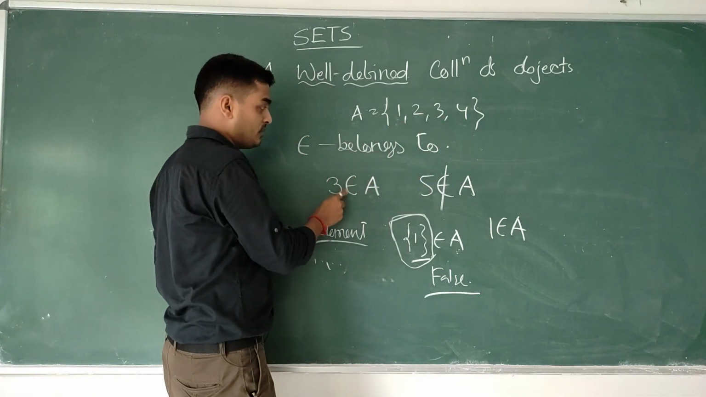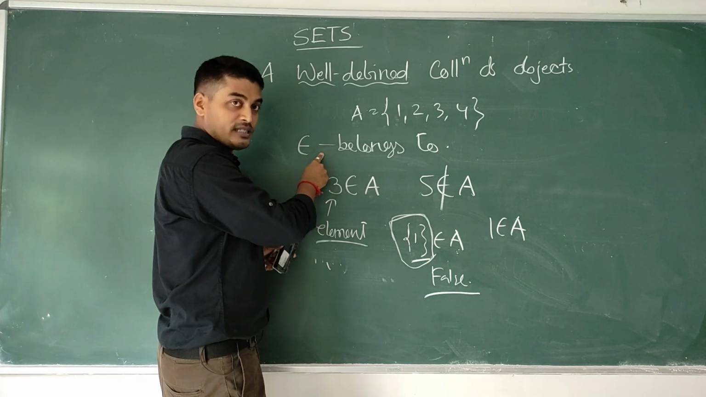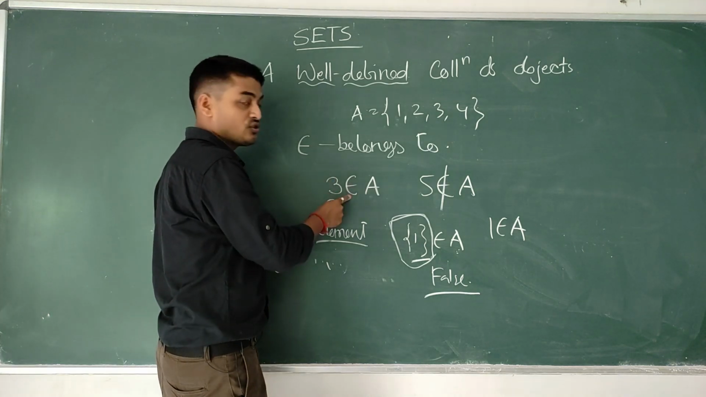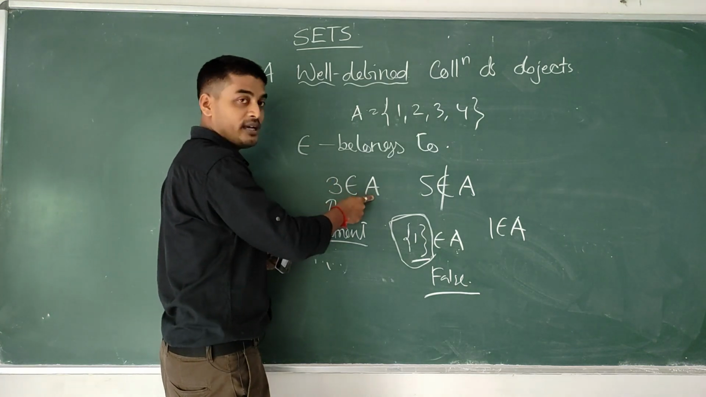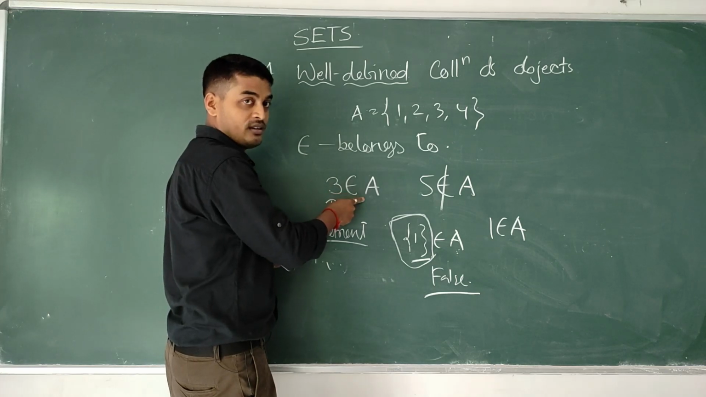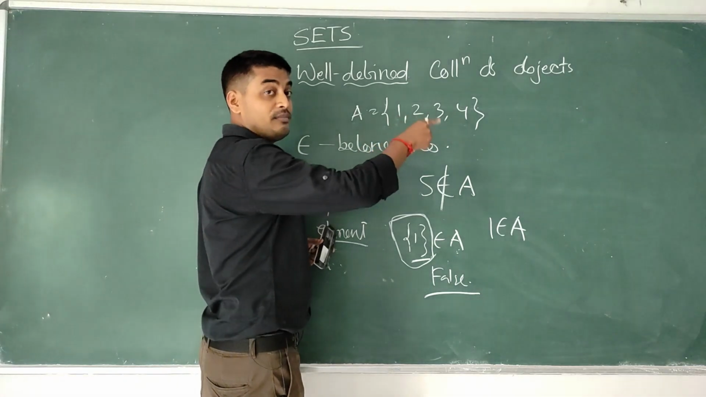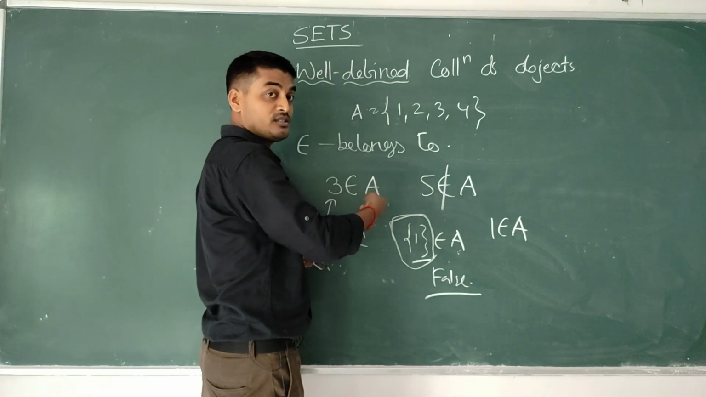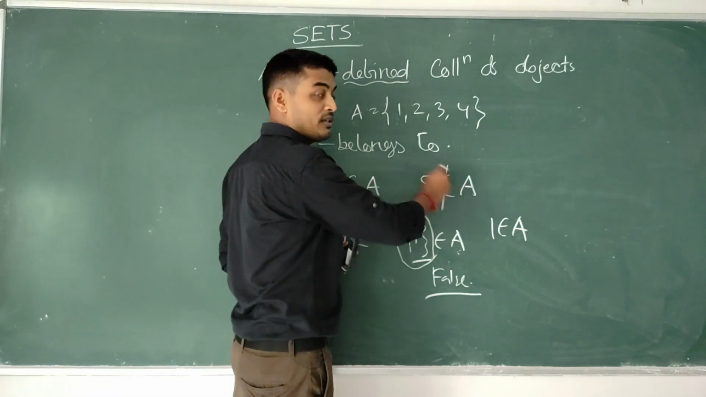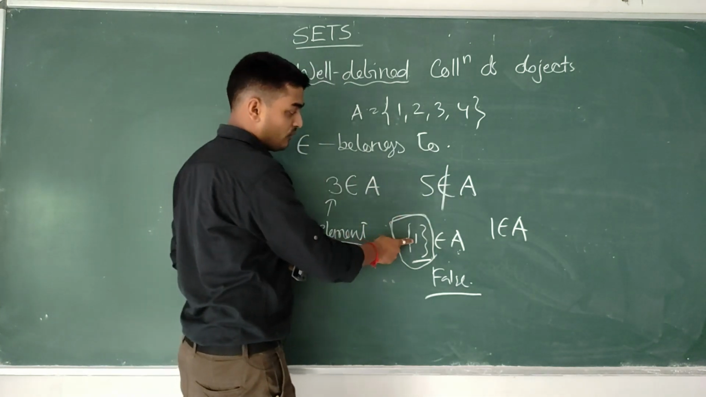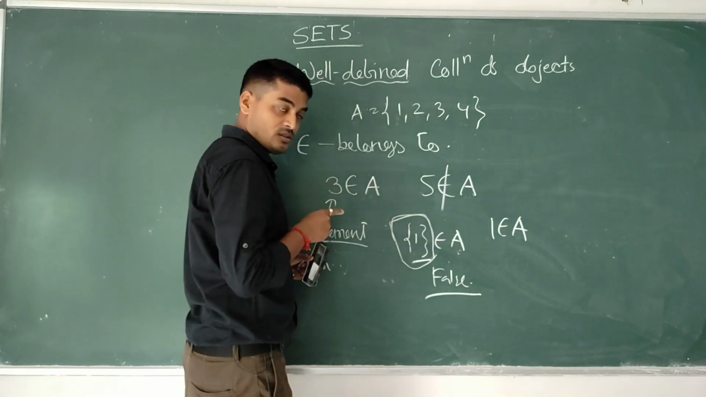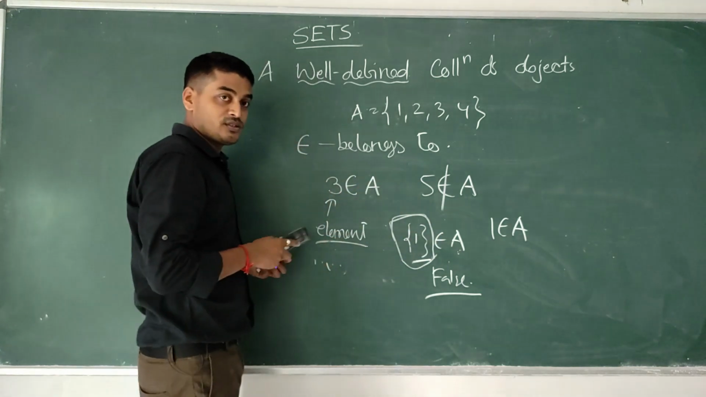What is the name of this symbol? Belongs to, or epsilon. You can say epsilon belongs to. What does 3 belongs to A mean? That means 3 is an element of A. We write 3 belongs to A means 3 is an element of A. 5 is not an element of A. Set of 1 is not an element of A. It is false. 1 is an element of A. Like that you have to mention it.